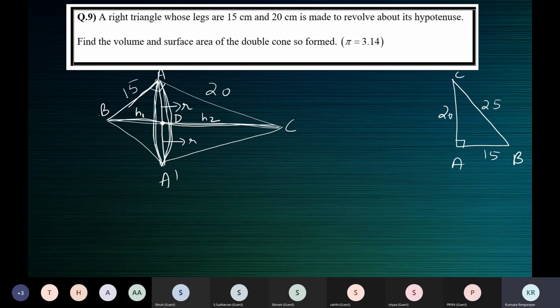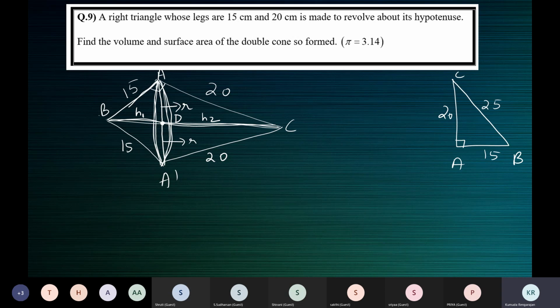BD is the height. When we talk about a cone, we are interested in the radius, perpendicular height, and slant height. The slant height for the small cone is 15 centimeters, and for the big cone on the right side, it is 20 centimeters. It's evident from the figure there.